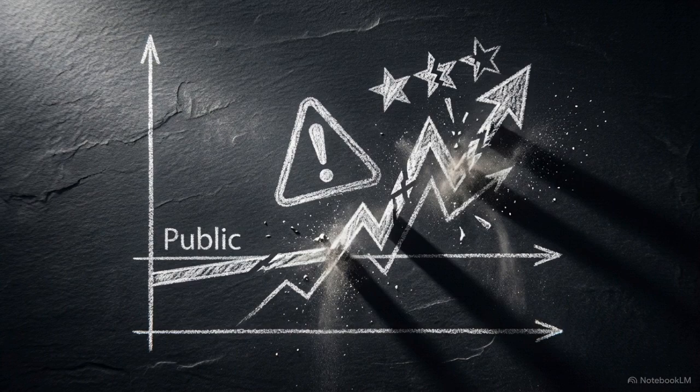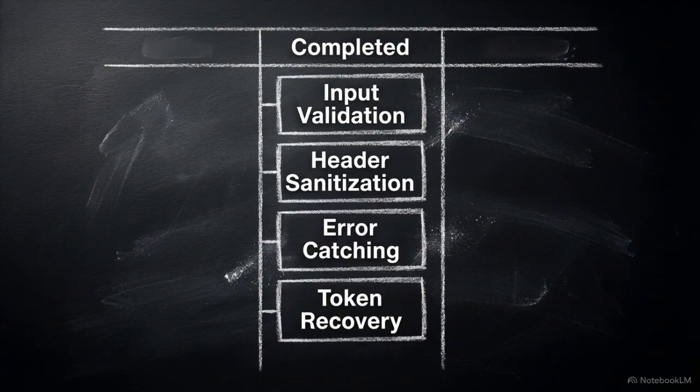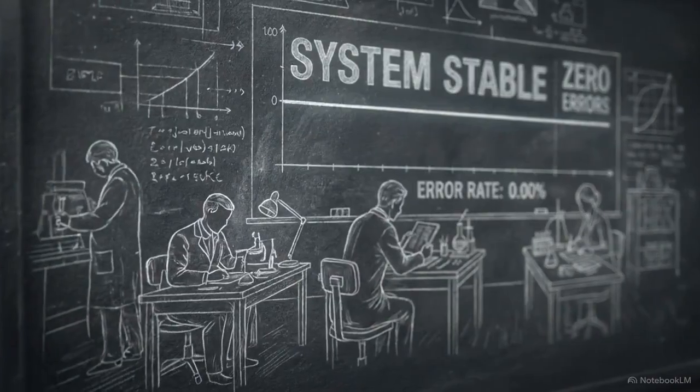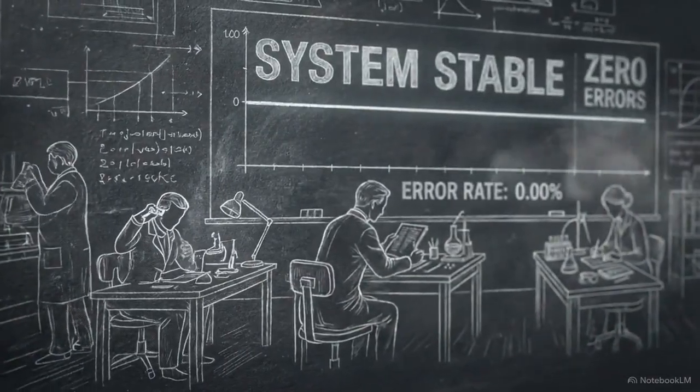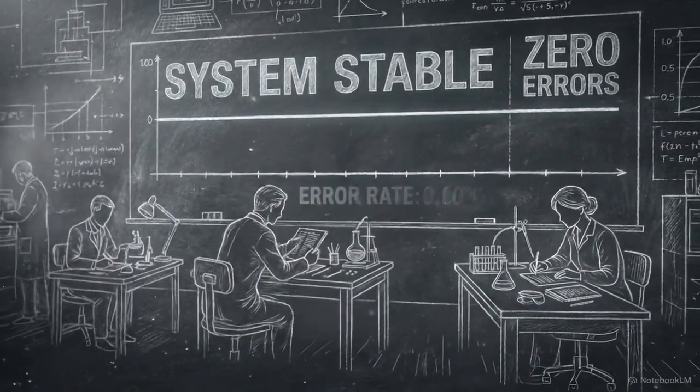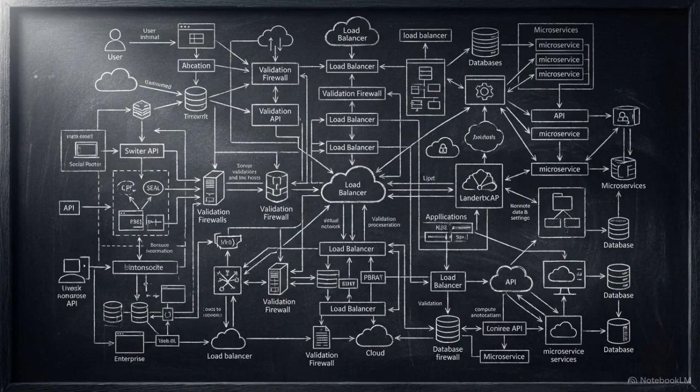lost revenue. To properly patch the vulnerability Pedro discovered, the engineering team had to build 4 massive layers of defense, including strict input validation, header sanitization, aggressive error catching, and automatic token recovery. Catching this specific catastrophic flaw in the beta phase shielded the company from a disastrous public relations nightmare on launch day. But the punchline to this whole story is that all of that heavy, complex cryptographic engineering wasn't actually the most effective way to solve the problem.